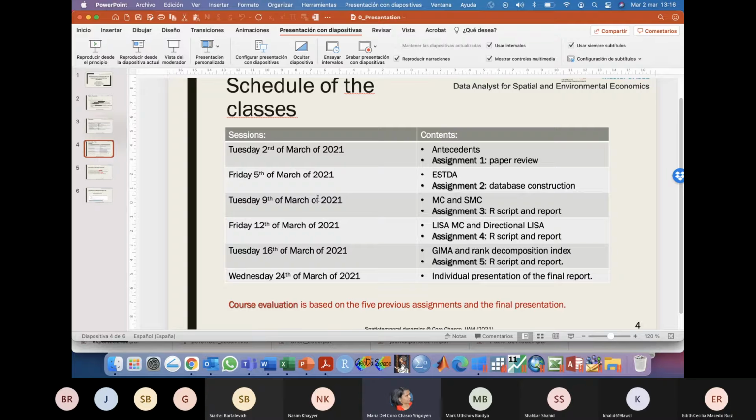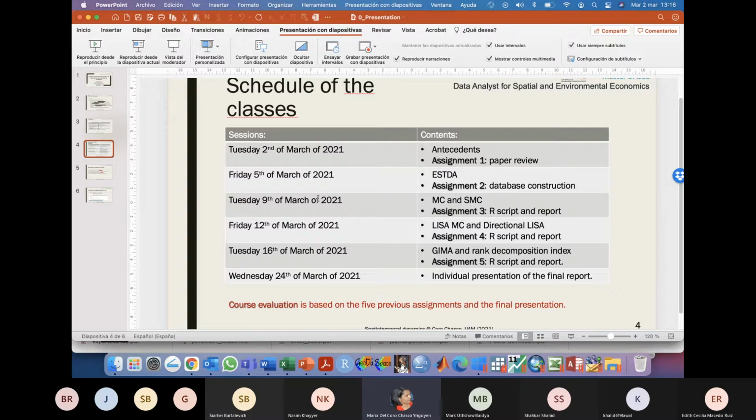Each session length is 1 hour and a half, except the last one, which will be 2 hours, in order to have enough time for the presentations. The second session will be this Friday, on March the 5th. I will present the methodology and the first step of the ESTA analysis.